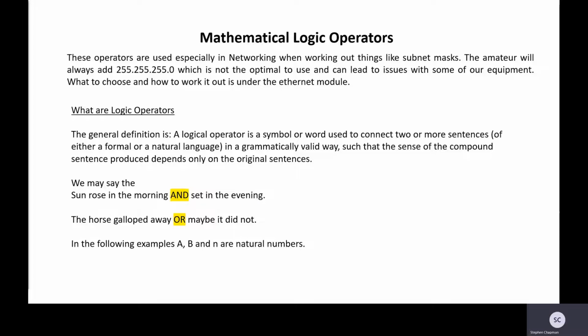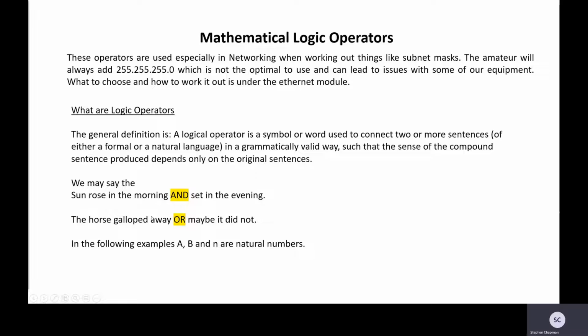There are 3, of which 2 are important: the AND and the OR. So when we have something like AND, what we're saying is we have a left-hand side and a right-hand side, and to make the statement true, the left-hand side and the right-hand side have to be true. So we say the sun rose in the morning. Yes, that's true. The sun set in the evening. Yes, that's true. Therefore, both sides are true. This statement is true.